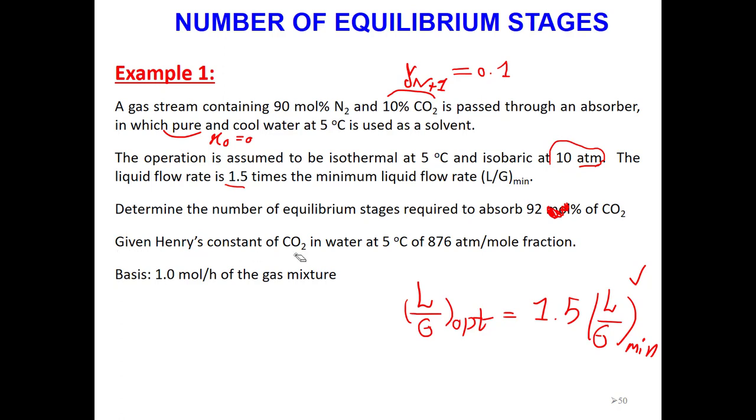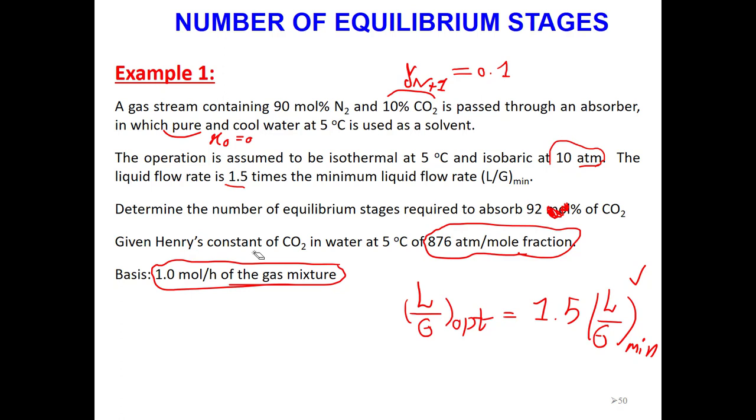The Henry constant for CO2 in water is given. The Henry constant is a constant that we use for equilibrium, to plot the equilibrium line that you will see in the next slide. And it says to use a basis of 1 mole per hour of gas mixture.